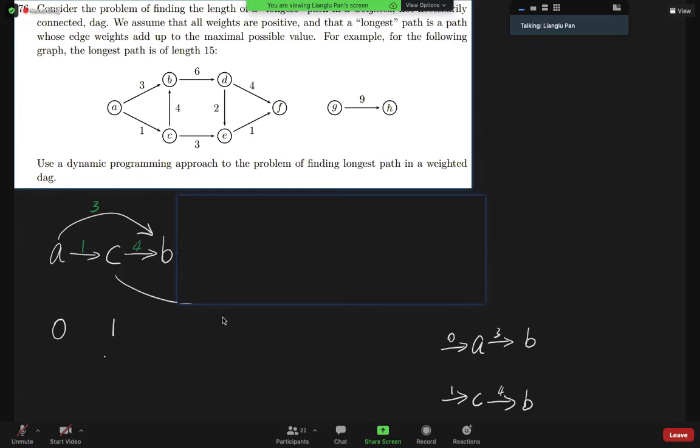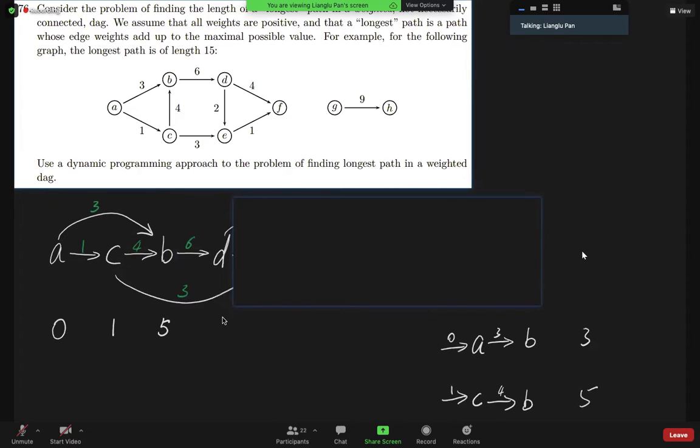So it looks like in this case, we know that if we have a path ending at B, then if it's coming from A, the longest distance would be 3. And if it's coming from C, the longest distance would be 5. And of course, it tells us that if a path ends at node B, the longest distance we can have is 5. I hope this makes sense to everyone.